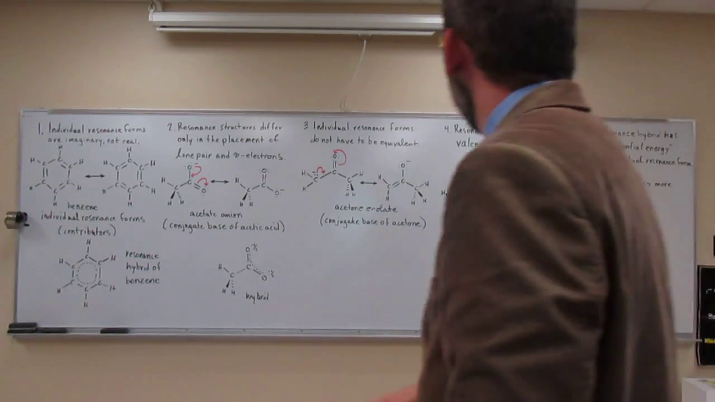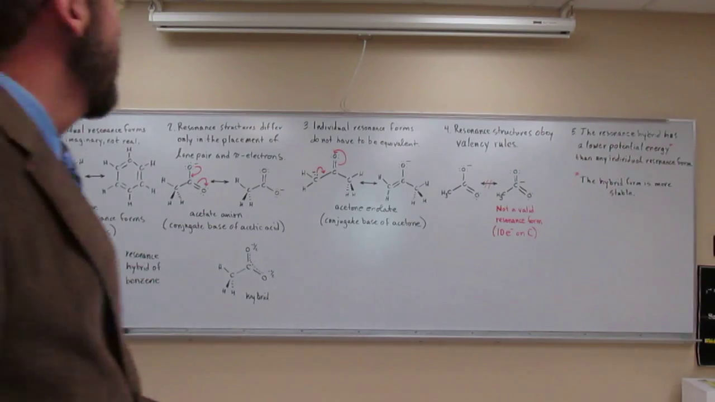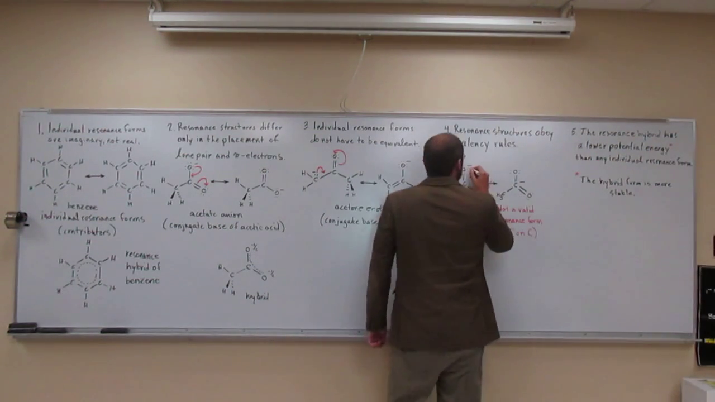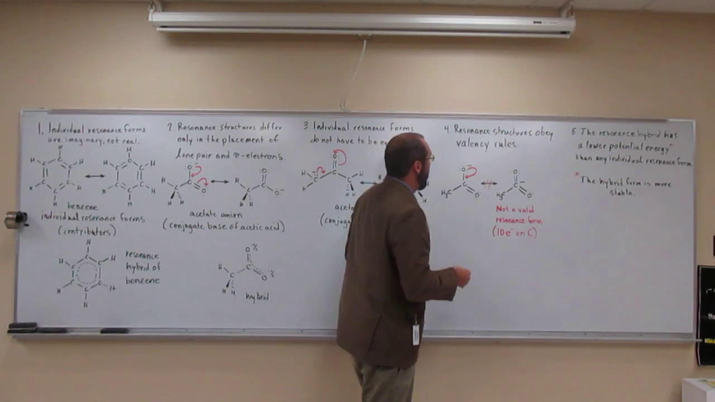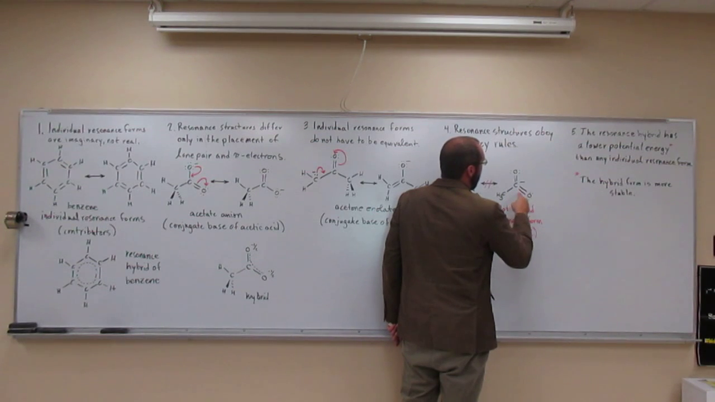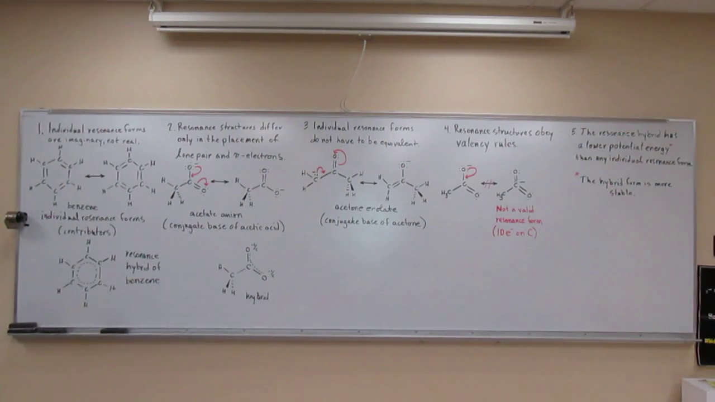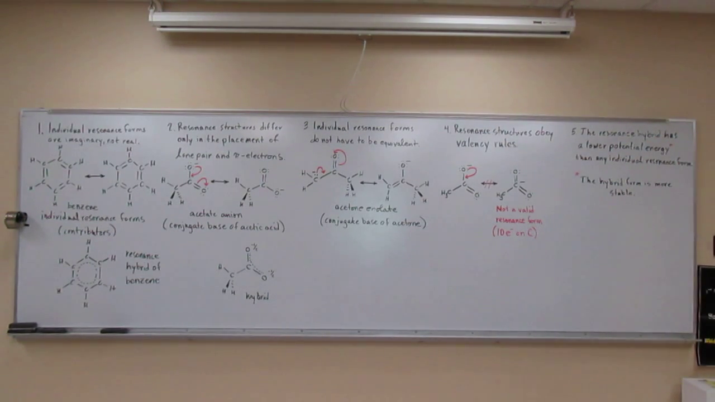Let's move on to the fourth rule of resonance. And this should be hopefully obvious to you, that resonance structures have to obey valency rules. So we can't just take these electrons and move them to there and not do anything with these electrons. Because if we do that, what do we find? We have 2, 4, 6, 8, 10 electrons around carbon. And of course, carbon cannot have 10 electrons. It can only have 8 electrons around it at the most. Therefore, this is an organic chemist's nightmare, to see a carbon atom that has more than 8 electrons around it. Therefore, this is not a valid resonance form.